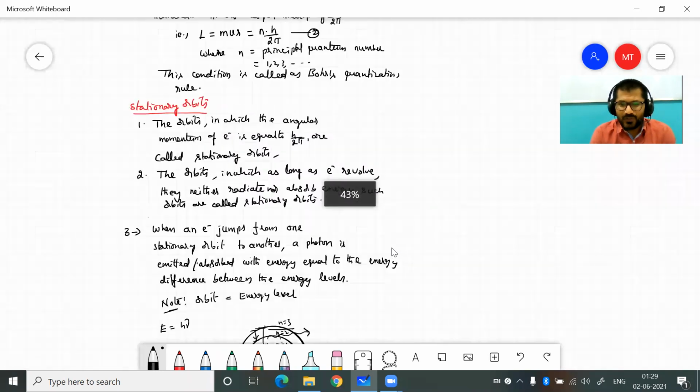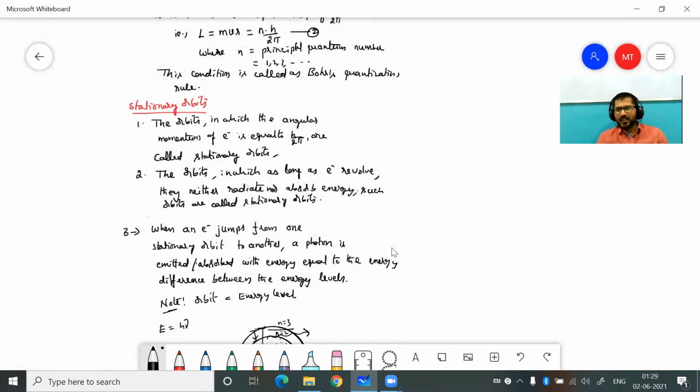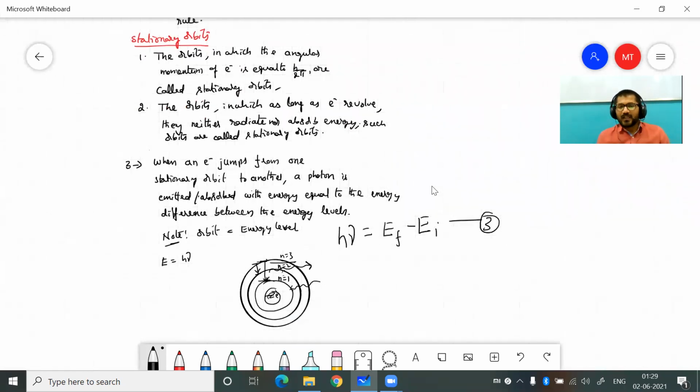The third postulate says that when an electron jumps from an energy level to another energy level, a photon is emitted with energy equal to the energy difference between them, right? It is given by, you have to write this down, h nu is equal to, here this is the energy of the photon, h nu. h nu is equal to the energy difference between the energy levels, E final minus E initial. We'll take this as equation number 3, and this equation is called Bohr's transition rule. I hope these postulates are clear, everyone.